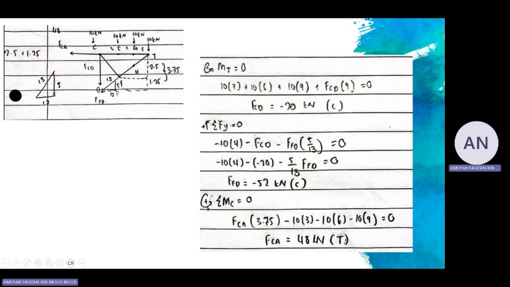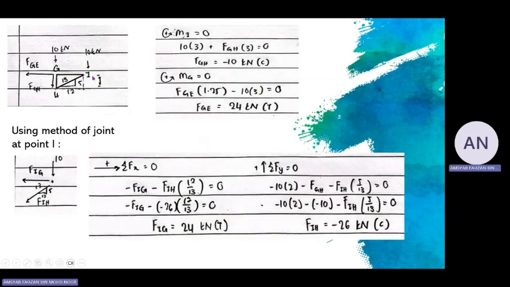And we use the moment formula around the point C. We assume counterclockwise is positive, and the sum of moment around point C is equal to 0. So FCA is counterclockwise. The perpendicular distance from the FCA direction is 3.75, minus 10 times 3, minus 10 times 6, minus 10 times 9, equals 0. So we got force CA equal to 48 kilonewtons, and it is a positive value. We know that a positive value is tensile force. We continue to the next part.